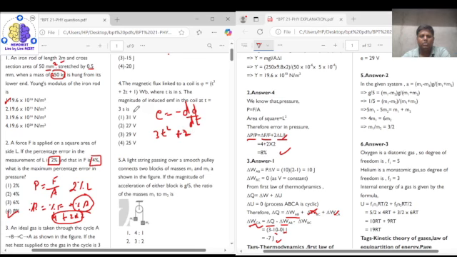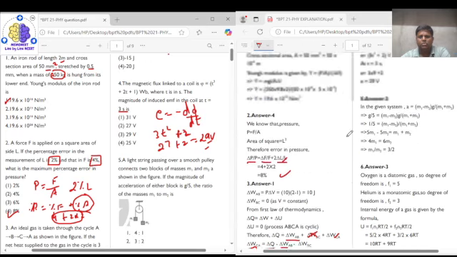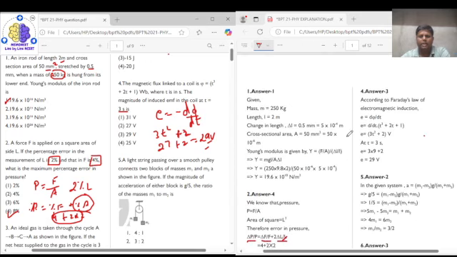Now at t equal to 3 seconds, we put 3 here, we'll get 27 plus 2, which is equal to 29 volts, right? So we get 29 volts as our answer. So question number 4 has the correct answer as 29 volts, that is option 3, right? Right. Now coming to question number 5.